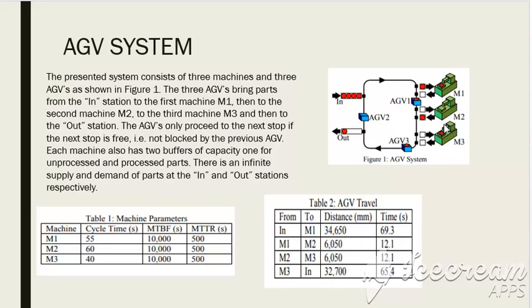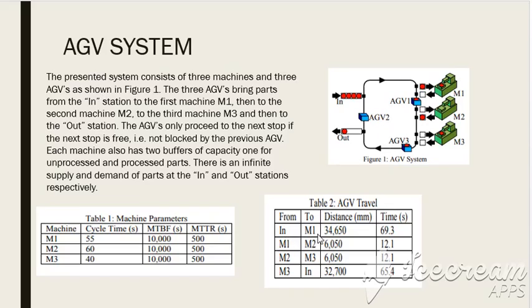Each machine also has 2 buffers of capacity, one for unprocessed and one for processed parts. There is an infinite supply and demand of parts in an in and out station respectively. Table 1 has the machine name, cycle time, buffering, failures and repair time. Next is the AGV travel.